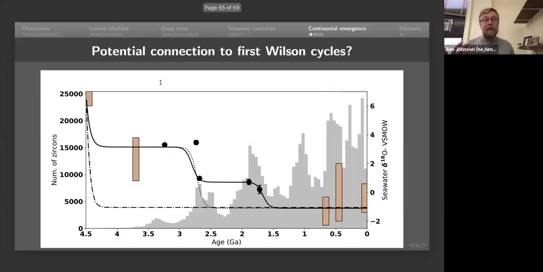So this is our major suggestion from this work: seawater was high. We resembled a water world. And the delta-18O value of seawater decreased, perhaps in 2 steps over a couple steady states, related to the expansion of plate tectonics, continental crust growth, and perhaps Earth's first supercontinent cycles. This is our suggestion.